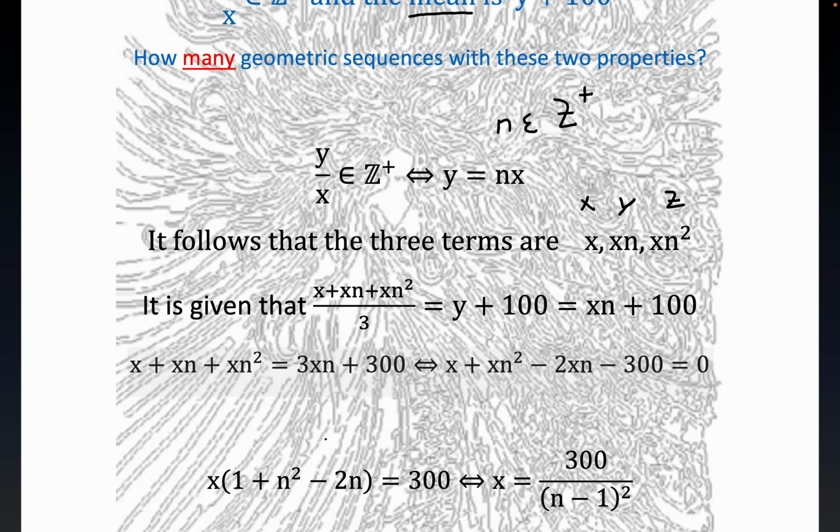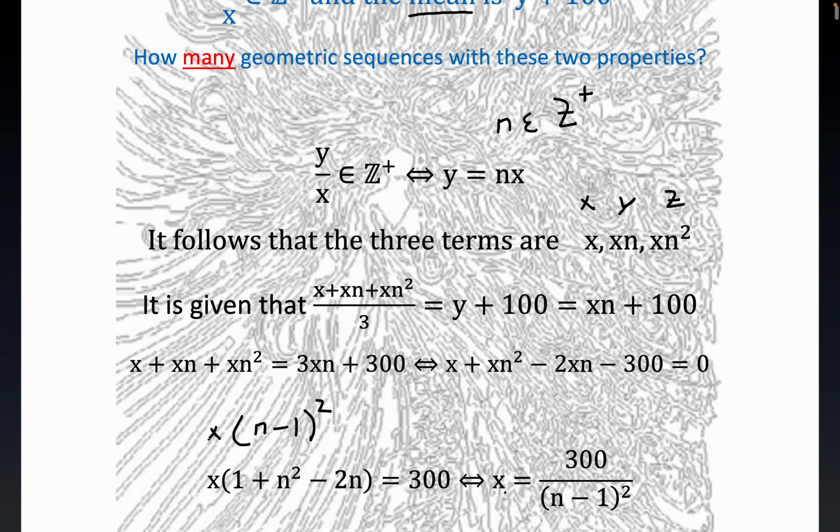You'll notice right here that this is just the very same thing as X times N minus 1 quantity squared. And you can see that we get an equivalent statement here where we get X in terms of N. Now, remember, N would be what we call the common ratio, the same as the R in the above example. And so for X to be an integer, 300 has to be divisible by a perfect square. So let's take a look at 300's prime factorization.